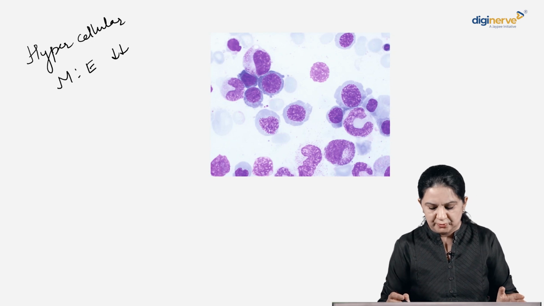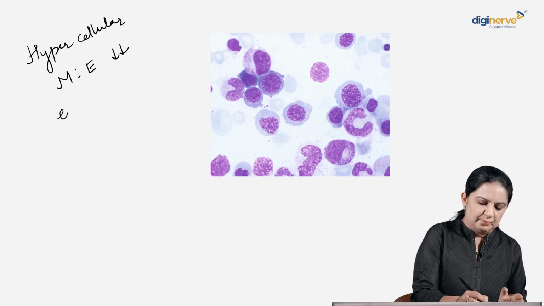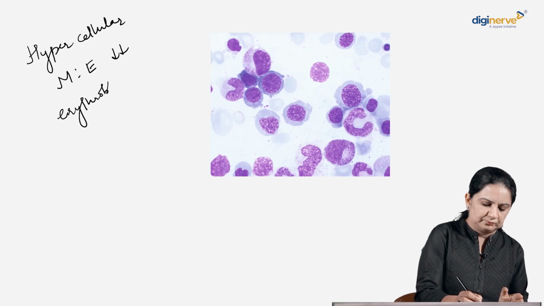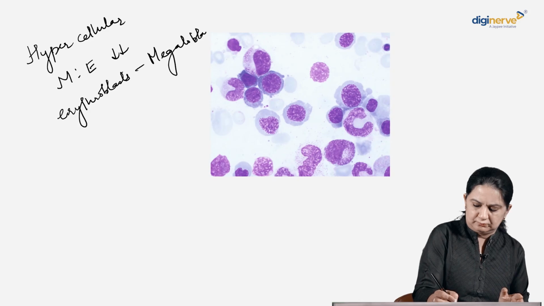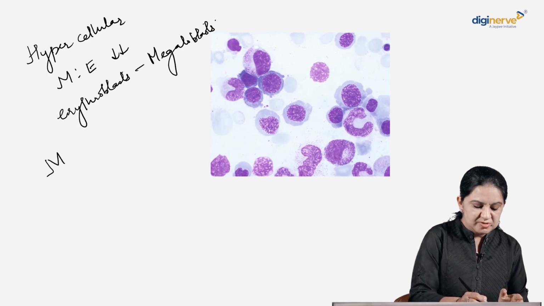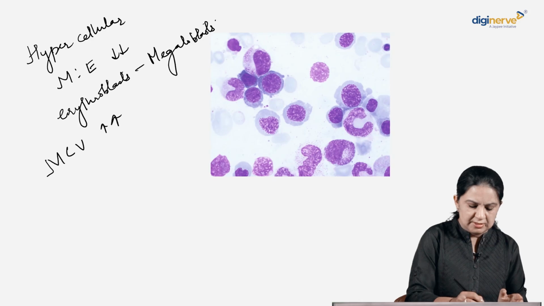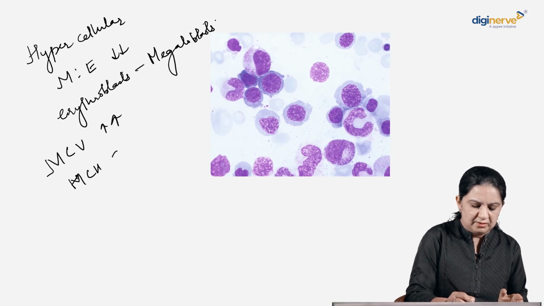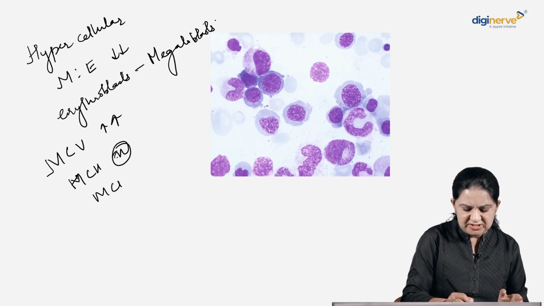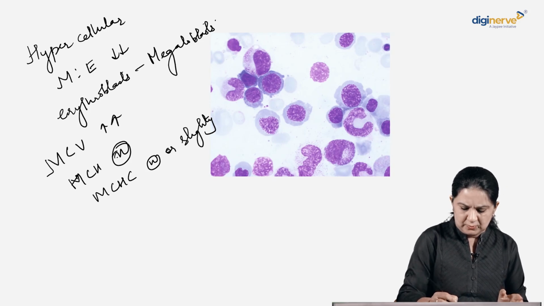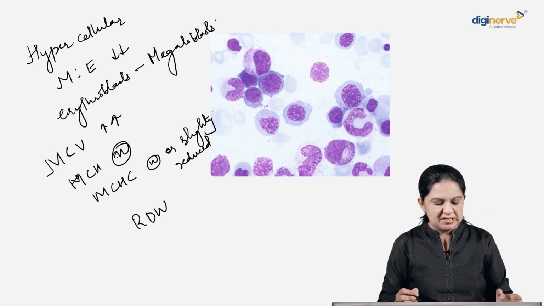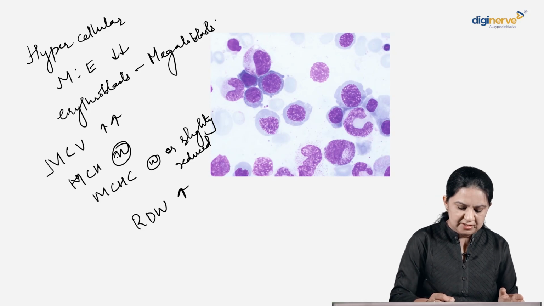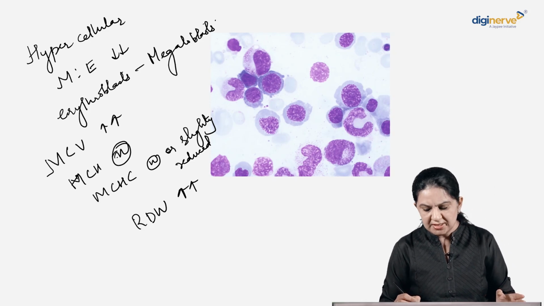Why? Because there would be erythropoiesis, and then you will see erythroblasts as megaloblasts. Okay. Now your MCV would be markedly raised. MCH could be normal. MCHC could be normal or slightly reduced. What will happen to your RDW? RDW, what was it? Red cell distribution width. It will be raised. Why? Because there is variation in the size.